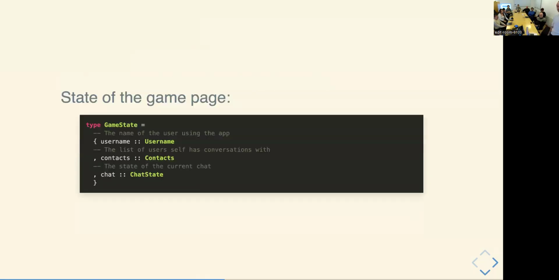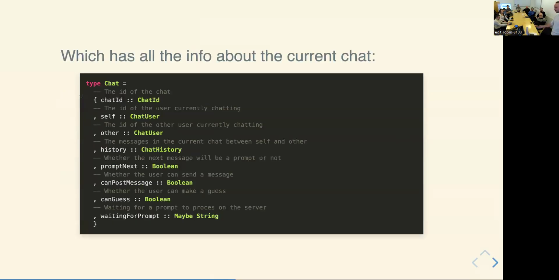And the state for the game page, for example, will be something like this. So I keep the username of who's currently playing. I keep the list of contacts that you saw on the left-hand side, and the state of the current chat. And the state of the current chat is just another product type of stuff. I won't go through all of it, but yeah, the state of the application is organized like this hierarchically, and changing pages is just about changing that page state value in the main state type. This is one of these record types of PureScript.